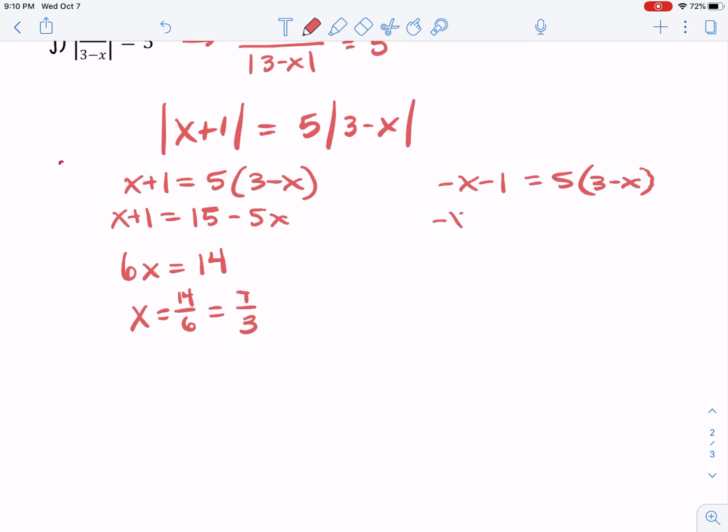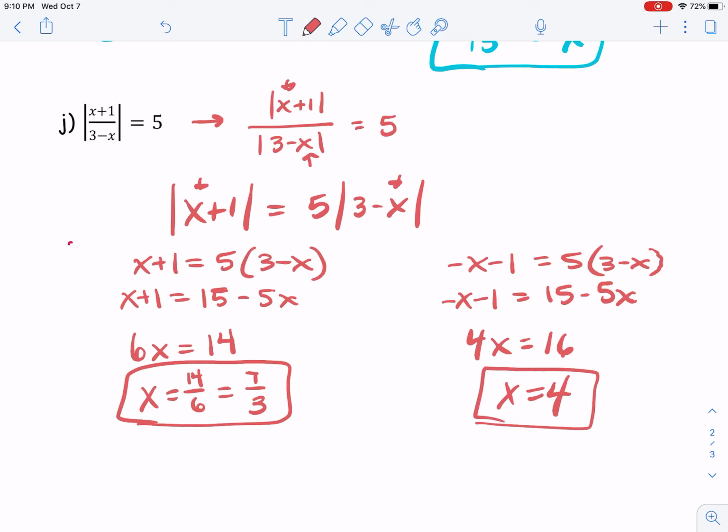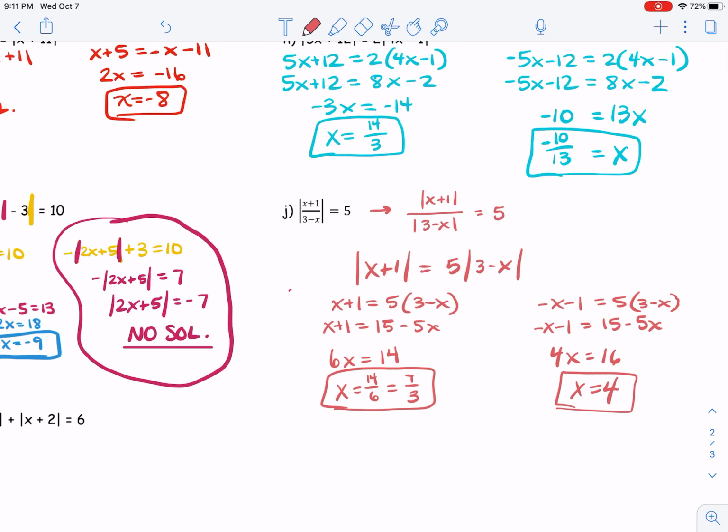And then over here, I get negative x minus 1 equals 15 minus 5x. Then that would get me something like 4x equals 16, which means x is 4. And so plugging both of those in to the values of x, this is going to be a solution, and this is going to be a solution. Again, you can pause the video and double check that. Use your math skills. Okay.